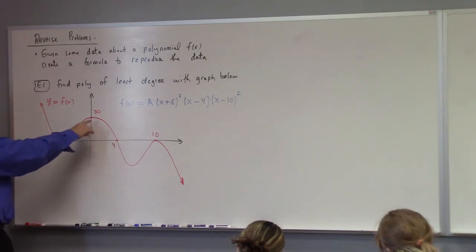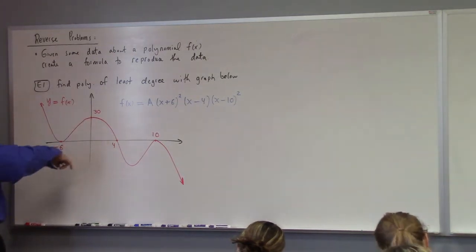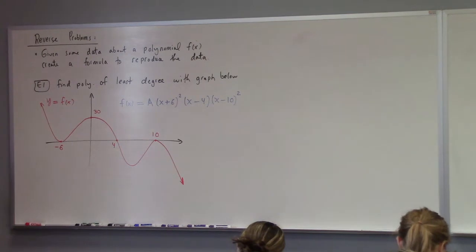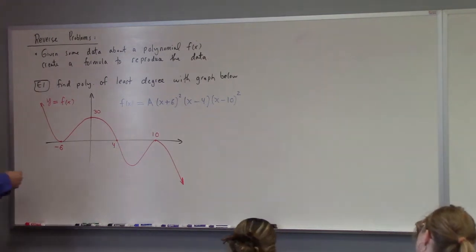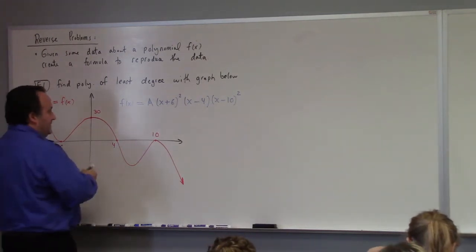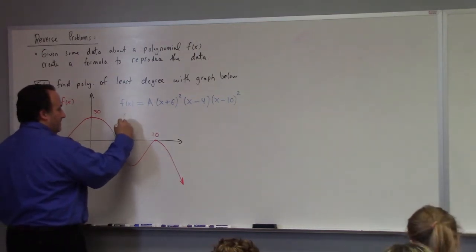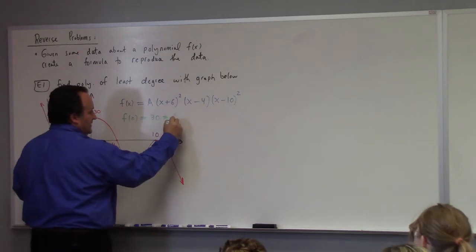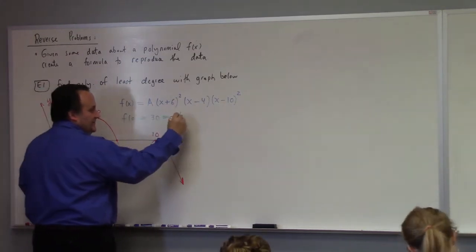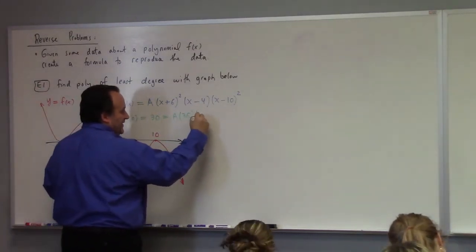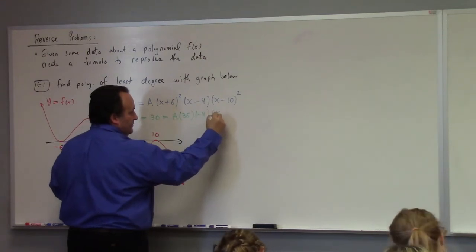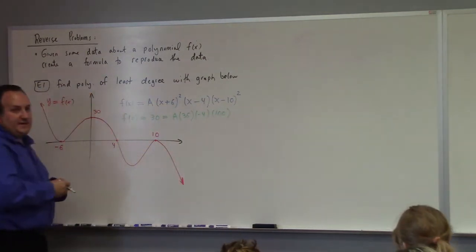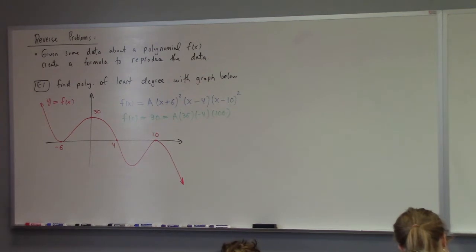Now, how do I figure out what a is? Well, that y-intercept should tell me what a should be. So how do I figure that out? Well, f of 0 is what? f of 0 is 30, right? But it's also equal to a times 6 squared, which is 36, times -4 times 100, because minus 10 squared is 100. Yep.